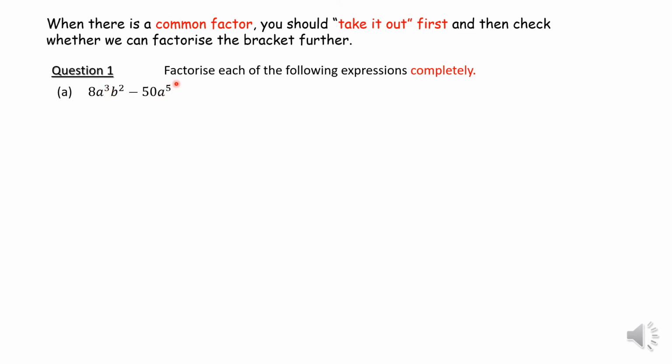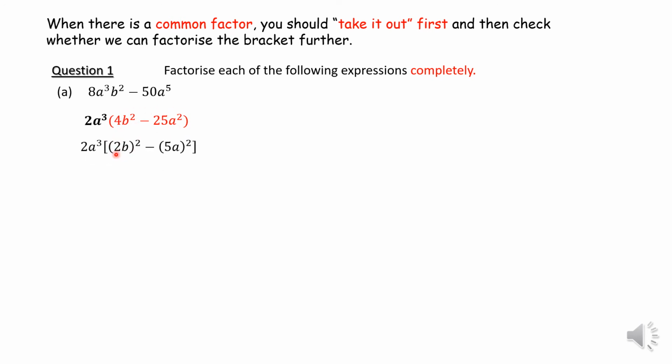A to the 5th power is not even, 50 is not even a square number, and 80 is not, but b squared is there. So take out a common factor, and the common factor here is 2a cubed. 2 goes into 8 and 2 goes into 50. In fact, 2 goes into 8 4 times and 2 goes into 50 25 times. And a cubed, you always take out the one with the smaller power, is going to leave you with this a squared here. So can you see that this part can still be factorized by using the difference of 2 squares?